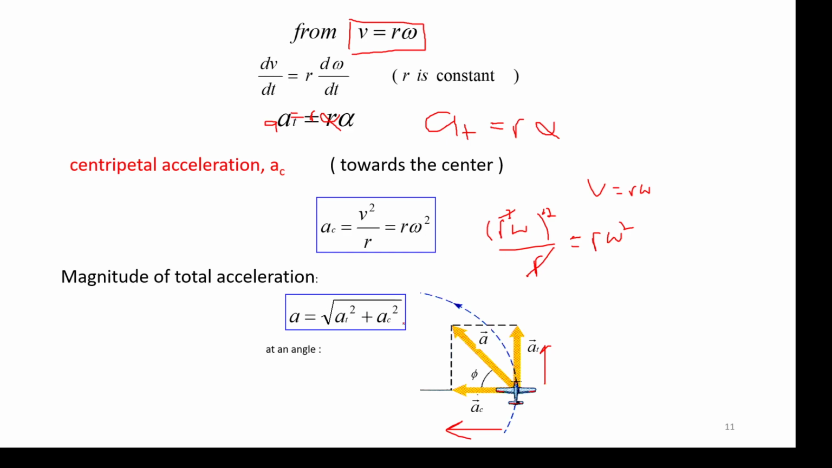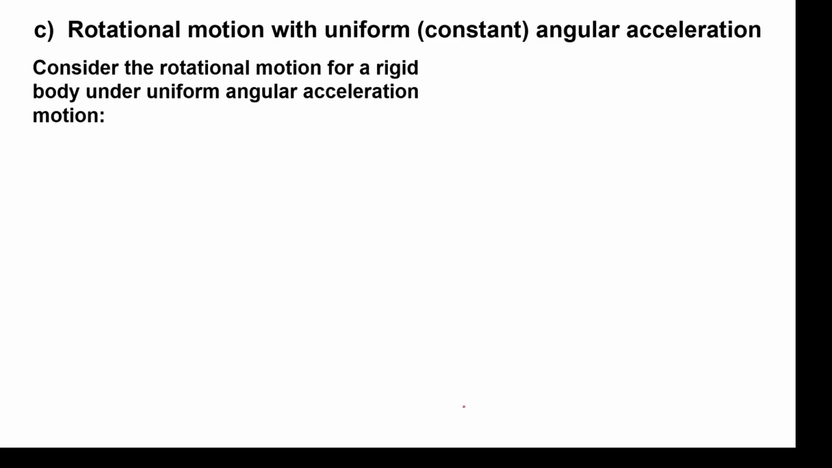If you want to find the angle theta here, you just use tangent theta, which is the opposite over adjacent. So the opposite is AT, while the adjacent is AC. Alright, so the final part inside this subtopic, sorry that it took too much time.